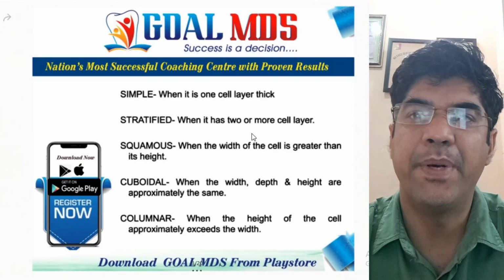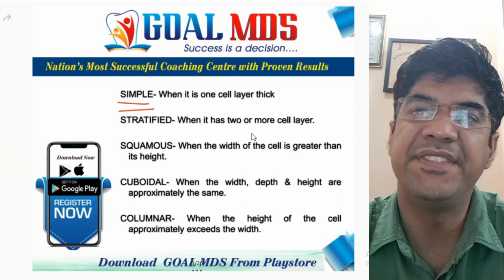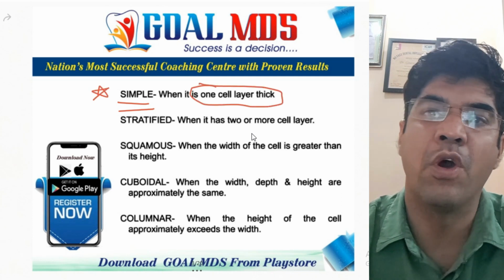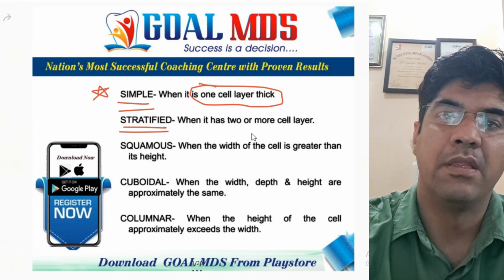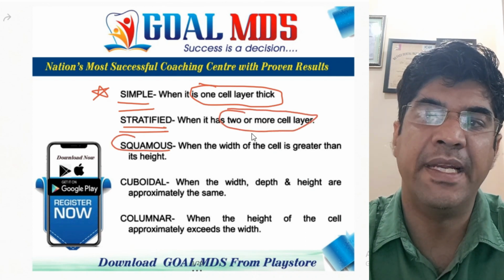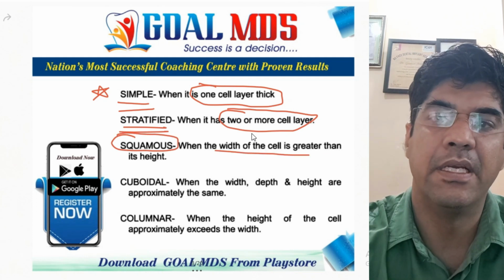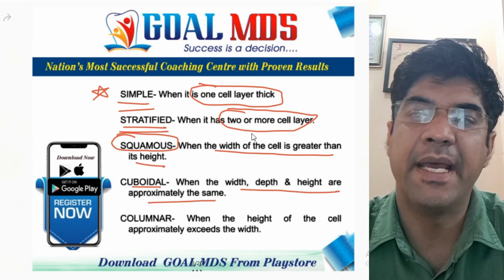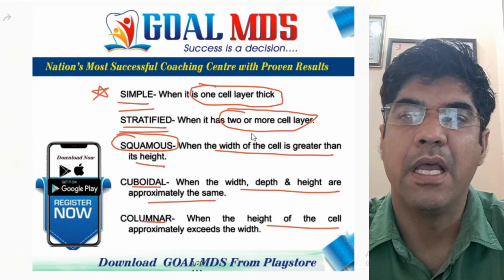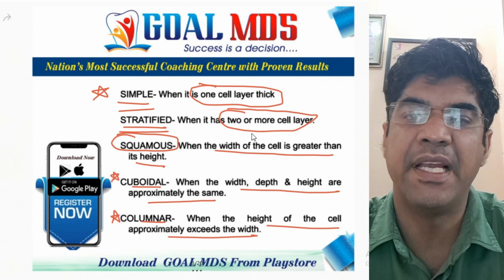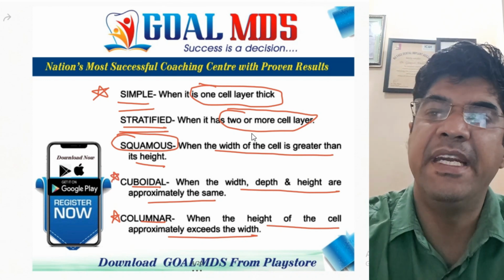The term simple means it is one cell layer thick. The term stratified means it has two or more cell layers. The term squamous stands for when the width of the cell is greater than its height. The cuboidal term means the width, depth, and height are approximately the same, while columnar is when the height of the cell exceeds the width.